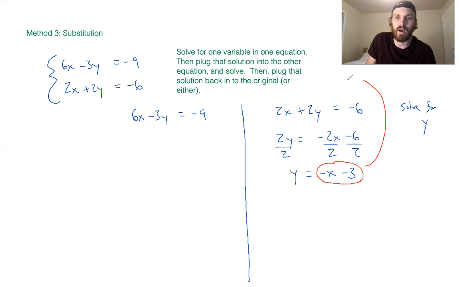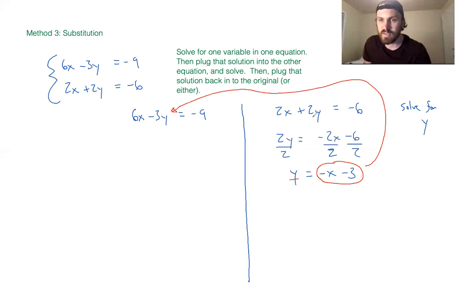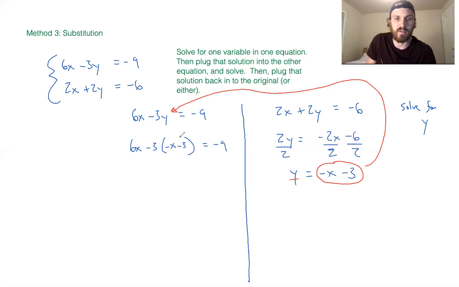This is equal to y. So I'm going to plug this in for y over here, right? Because that's equal to y. Y is equal to -x minus 3. I can't plug it into the original equation, or else I'll just get something that's true, like 2 equals 2. So when I plug that in over here, I am going to end up with 6x minus 3 times, parentheses are your friend here, -x minus 3, and that's equal to -9. So you see how I just replaced y with -x minus 3.